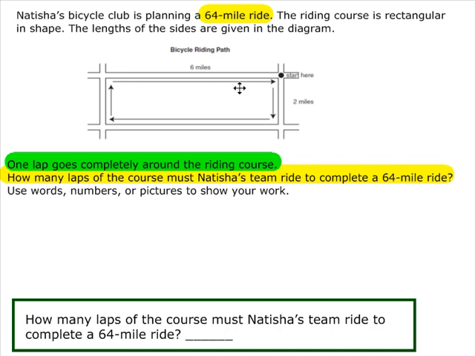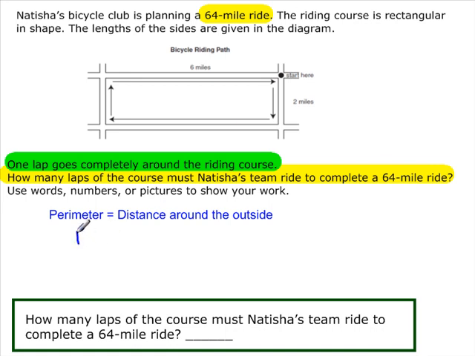Well, in order to solve this problem, the first thing we need to figure out is what's the perimeter of the bicycle riding path. And the perimeter is the distance around. So I'm going to make a note of that. The perimeter is the distance around the outside. So let's go ahead and work that out.